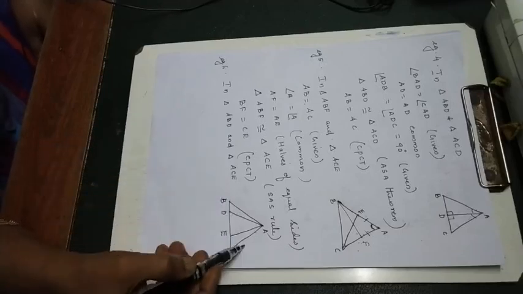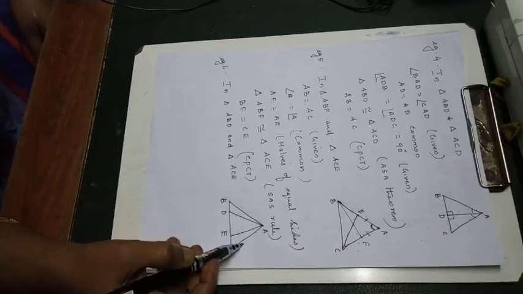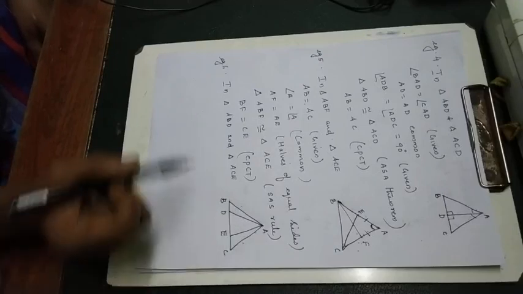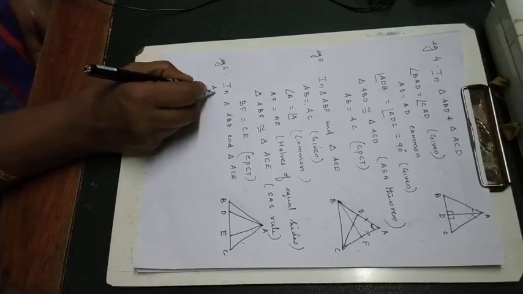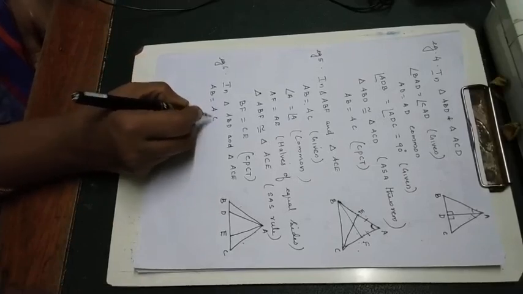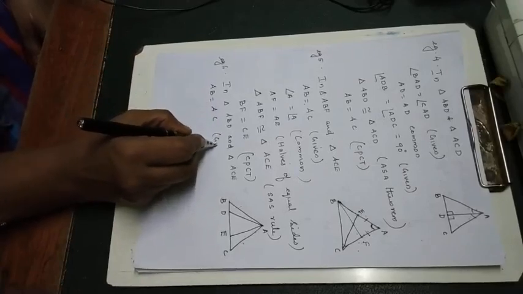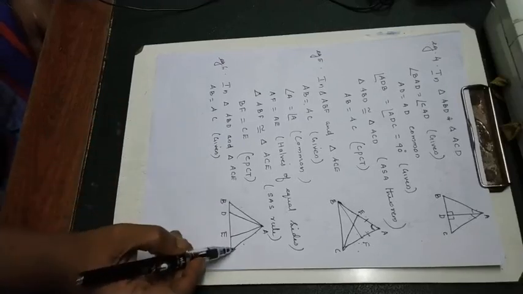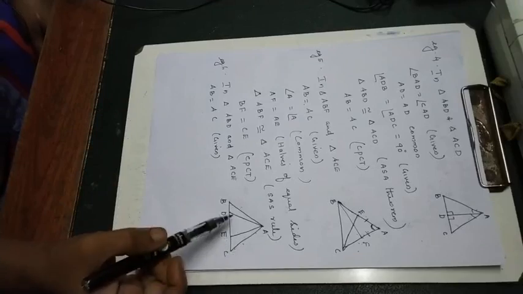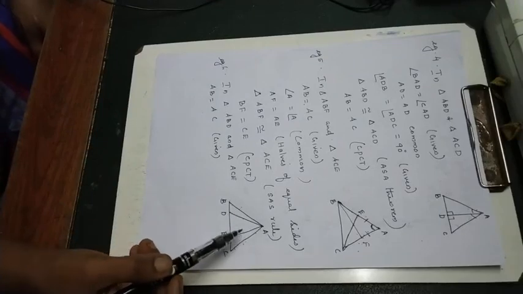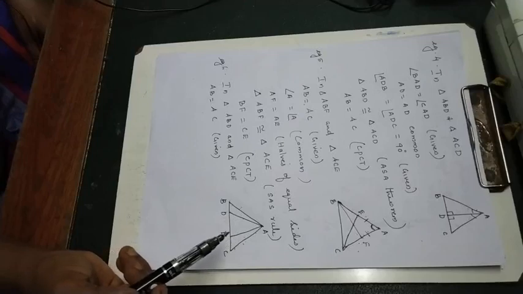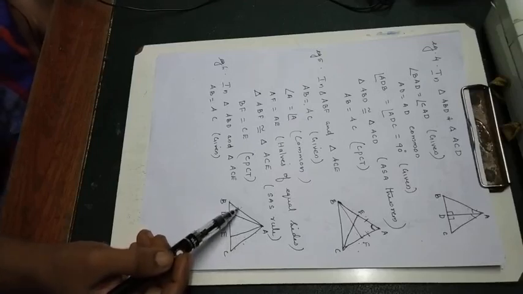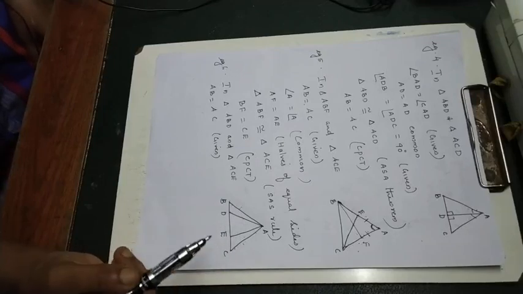So AB is equal to AC, it is given. Isosceles triangle with AB equal to AC. So it is given that AB equal to AC. Reason you can give given. Now angle B equal to C. Why B equal to C? Because it is given it is isosceles triangle, and we have already learned that in an isosceles triangle the angle opposite to equal sides will be equal.